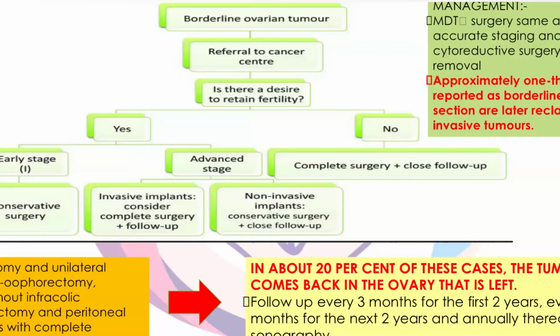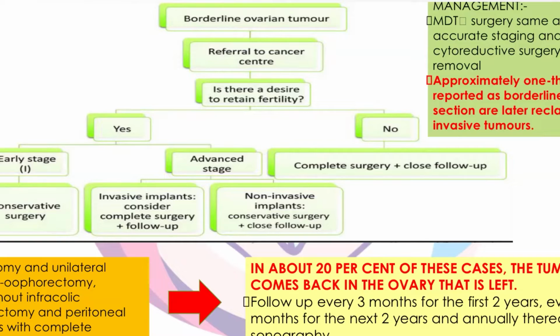Now coming to borderline ovarian tumor. A borderline ovarian tumor is an ovarian tumor which does not have any stromal invasion. In such cases also, we have to go for a staging surgery as we discussed in epithelial ovarian cancer. Usually a frozen section reported as borderline ovarian tumor can later be classified as epithelial ovarian cancer in the final biopsy specimen. So you have to do a staging surgery.